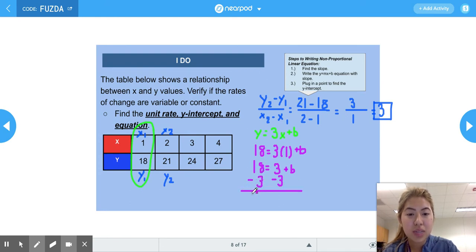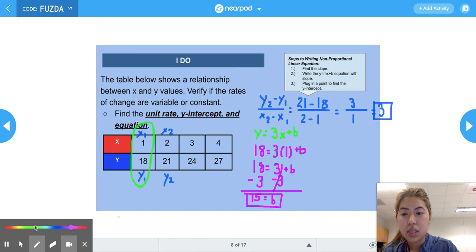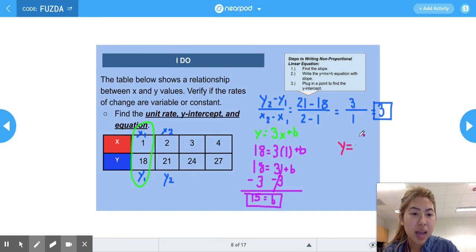18 minus 3 is 15. 3 minus 3 is 0, so I have b is equal to 15. And from here, I'm going to combine this information to write my equation. So I have y is equal to 3x. And because my y-intercept is positive, I'm going to add that number. So I'm going to add 15. So my final equation is y is equal to 3x plus 15.